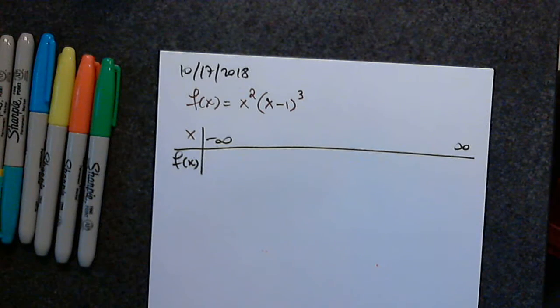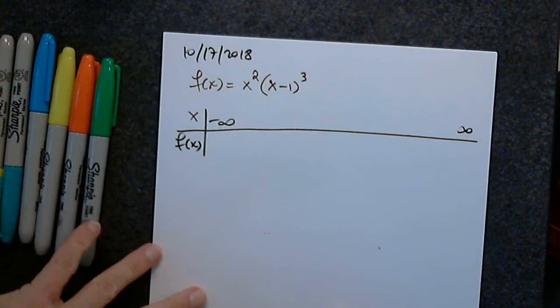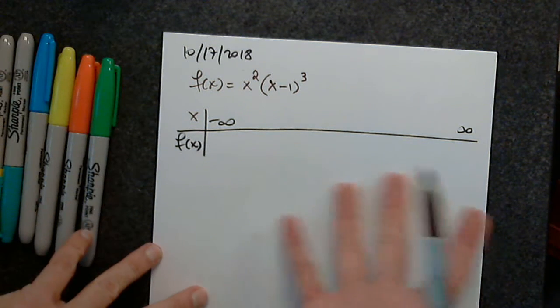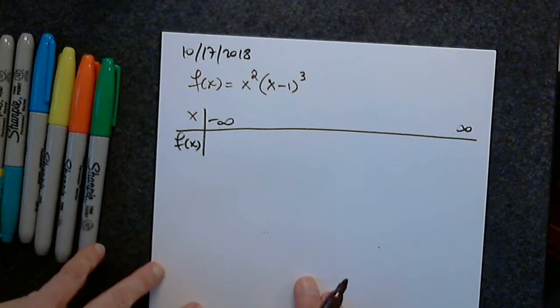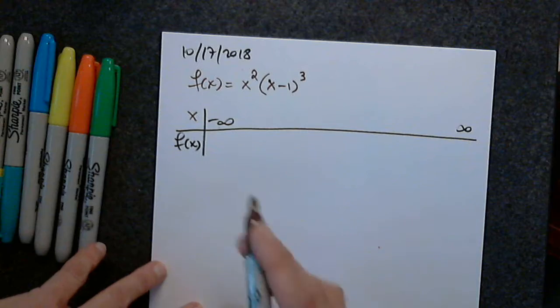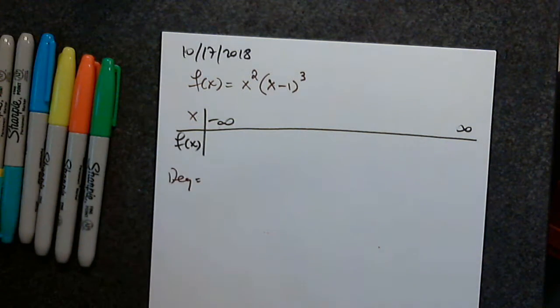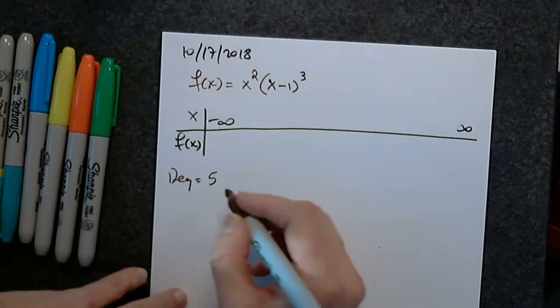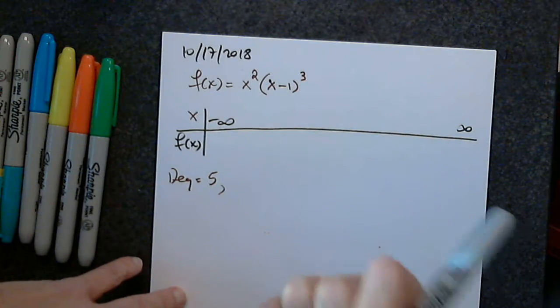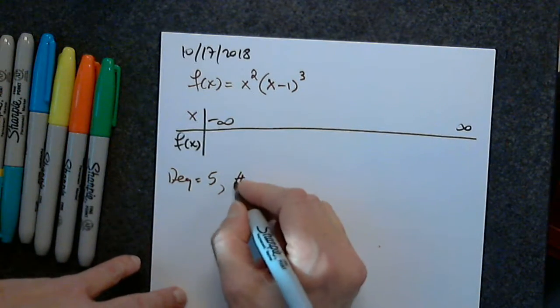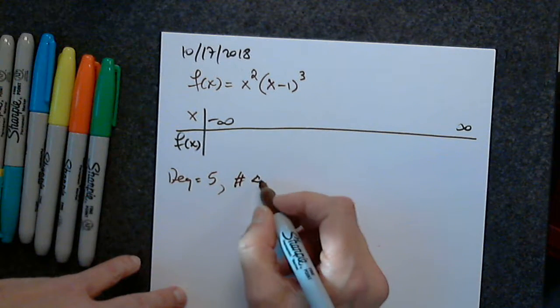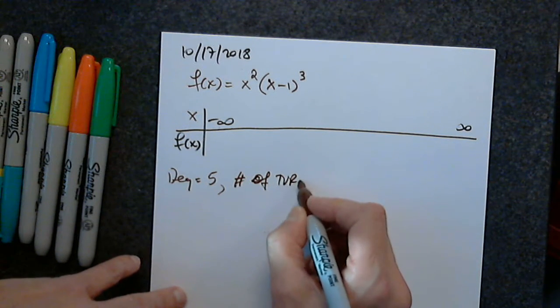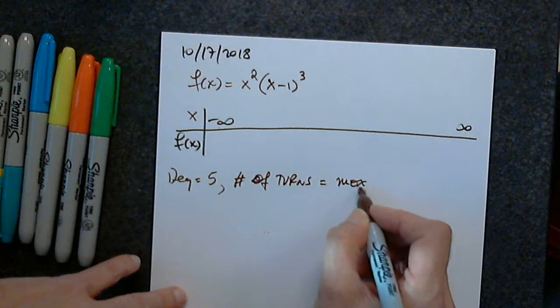Okay. The first thing we have to discuss is, let's say, domain, which we already did. Second important step would be degree. Very good. Awesome. Well done. Degree 5. Good. Maximum possible number of turns. 4. Max 4. Awesome.